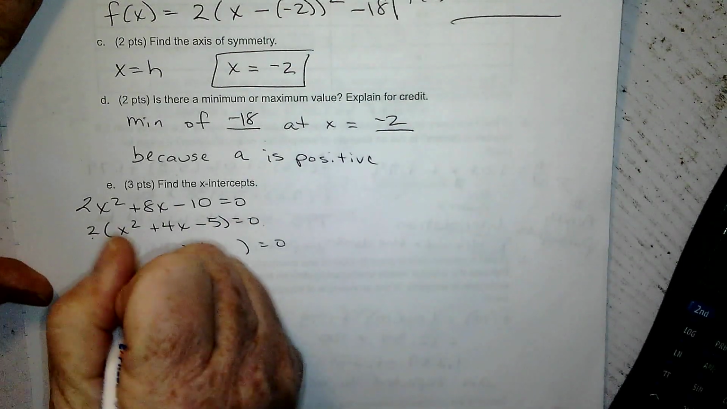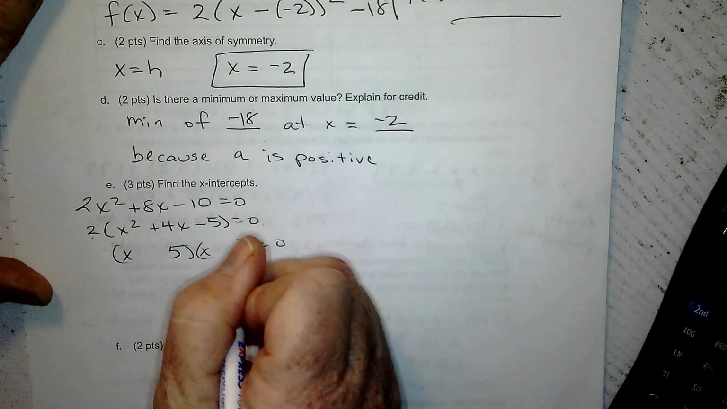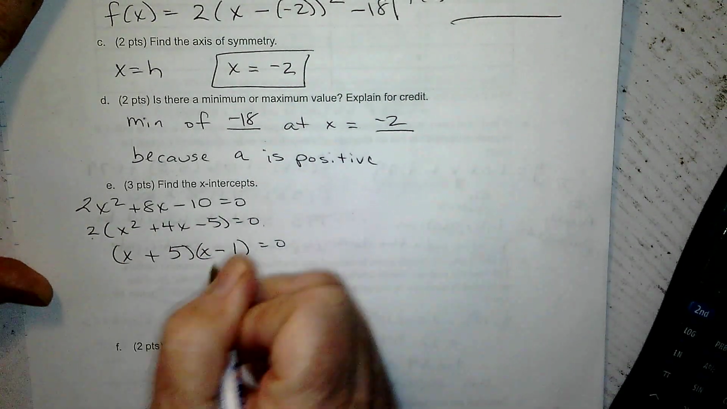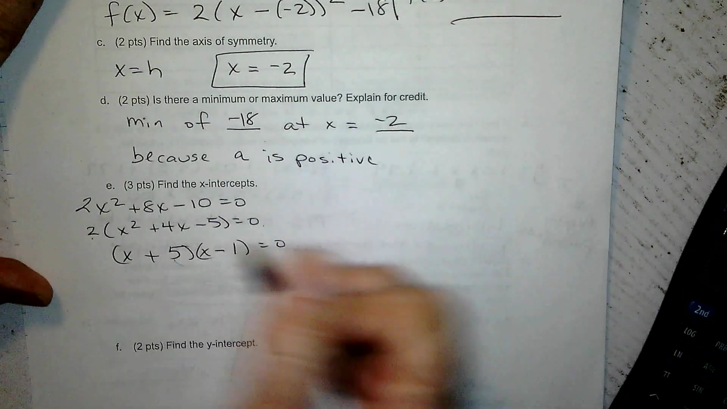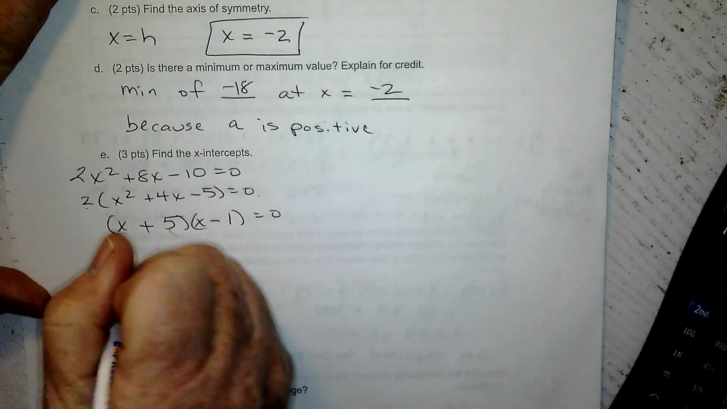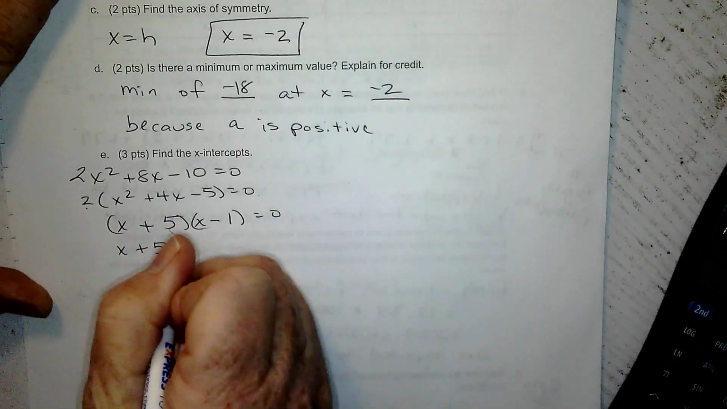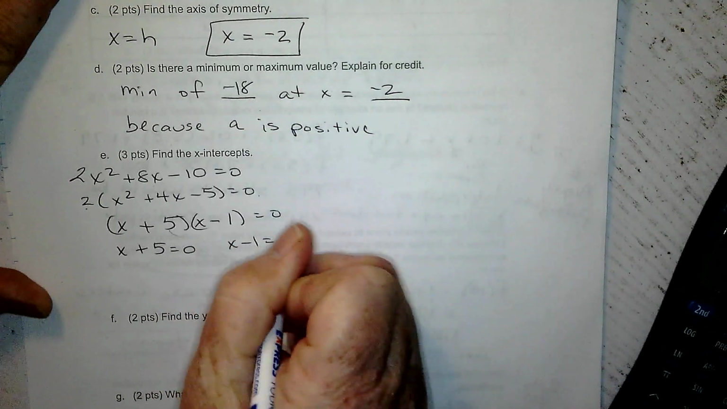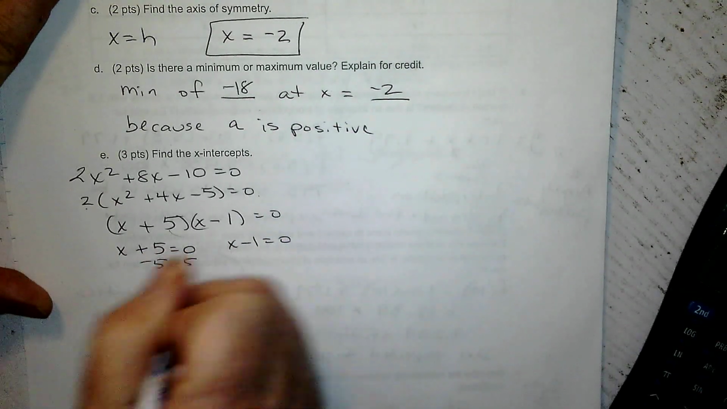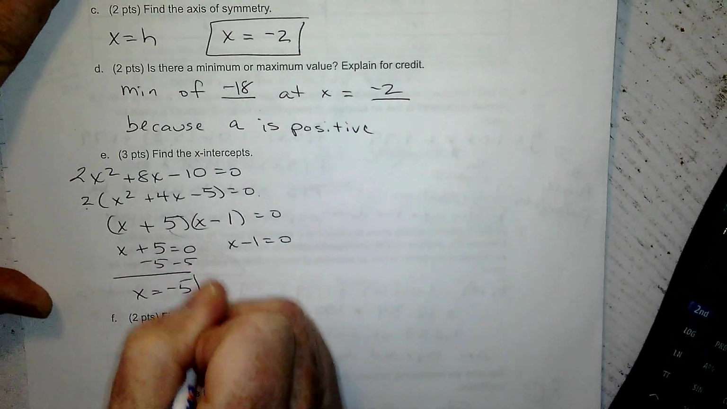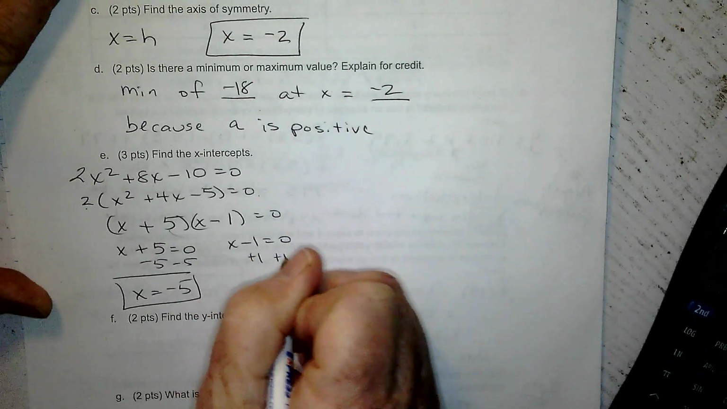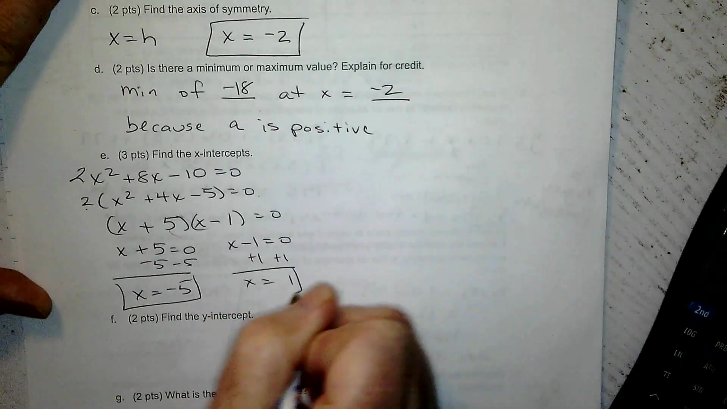So I'm just going to factor x and x, 5 and 1, plus and minus. Check your OI. 5x, 1x, we're down to 4x. Fantastic. Set each of these equal to 0. Subtract 5 from both sides. X is equal to negative 5. Add 1 to both sides. X is equal to 1.